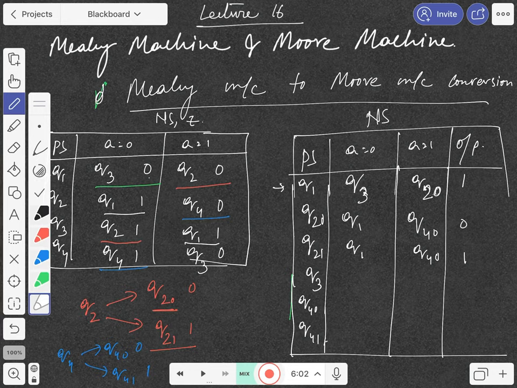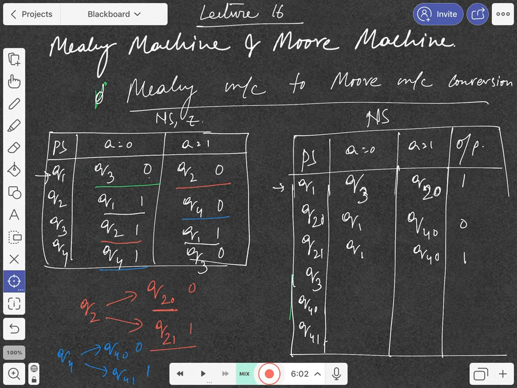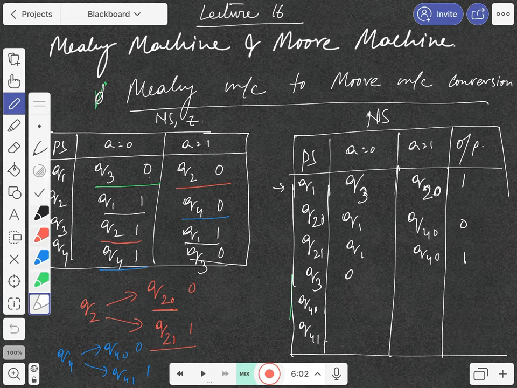Okay, now for Q3, look at this. For Q3 it is Q2 1, and as the output is 1, the state must be Q2 1. And this one is Q1, so we can write it as Q1. What should be the output? The output of Q3 is everywhere 0, so we will write it as 0.